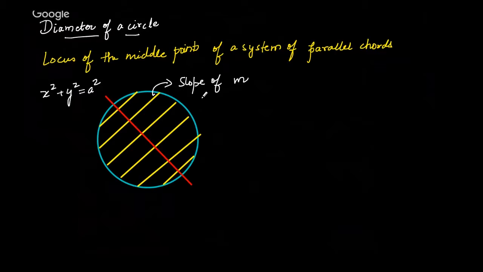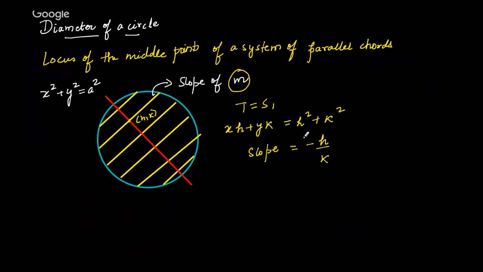So here says x plus my equal to 0. That's absolutely correct. So guys, it's pretty simple. Let's say I call the midpoint of this chord as h comma k. So I know the equation of this chord is going to be T equal to S1. T is going to be xh plus yk minus a square is equal to h square plus k square. Now, we also know that the slope of this is m. So from this equation, we can find the slope. The slope will be minus h by k, and this you have to equate to m, which gives you a relationship between h, k and the given information m. So minus h is equal to km, so h plus km equal to 0.